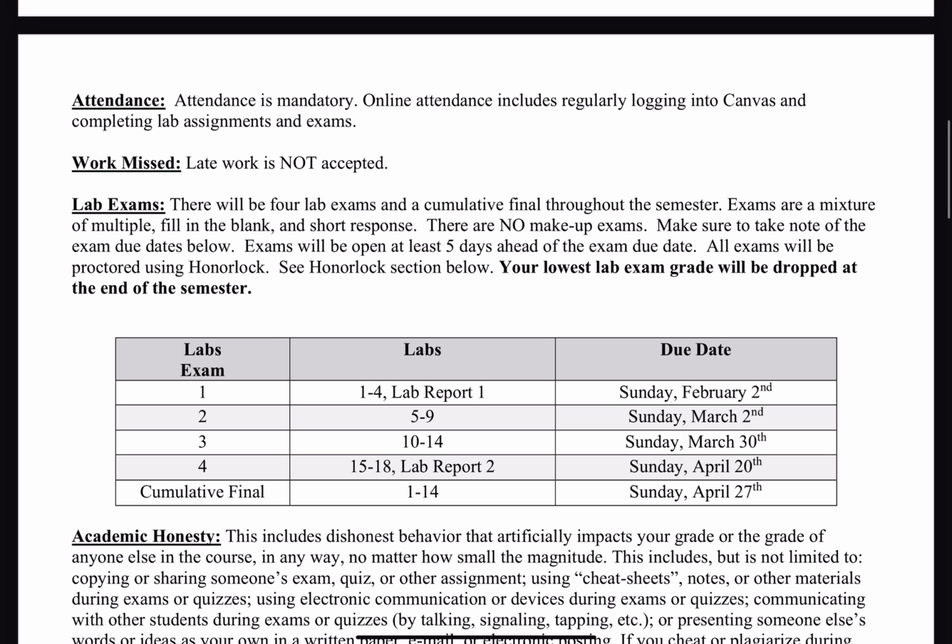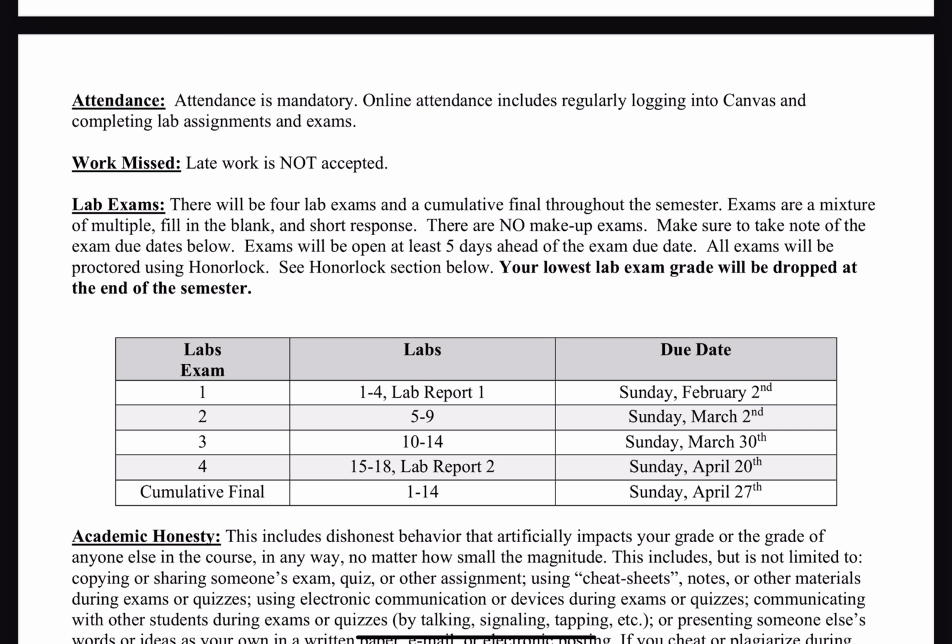Because this is an online course, attendance is still mandatory, but how we verify your attendance is by checking that you are logging into Canvas regularly. We can see that and it is visible. So just make sure every week you're going in and completing at least something, even though you have a span of a couple weeks to get things done. Late work isn't accepted because everything is available to you and open to you for at least 3 weeks, if not longer. So just make sure you get it done within that time period.